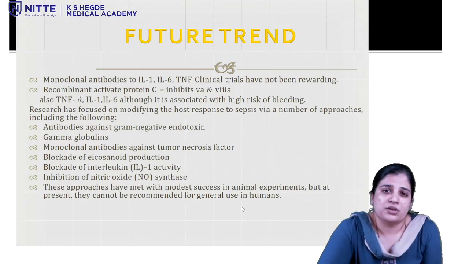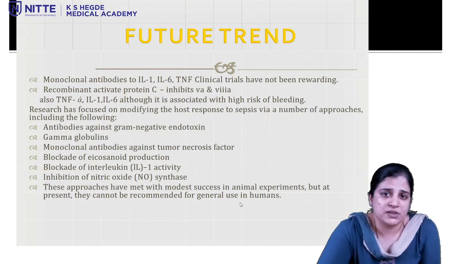Then what are the future trends? What is the scope of treatment of septic shock? There are new trials which are still done on animals and not on humans. So monoclonal antibodies to interleukin 1 and 6, and recombinant activated protein C also, which inhibits factor 5A and factor 8A.